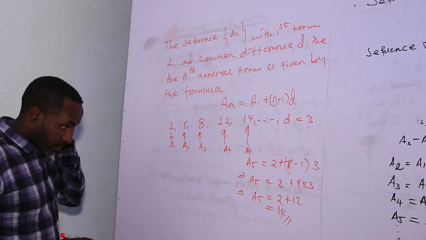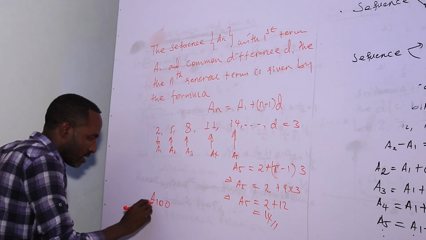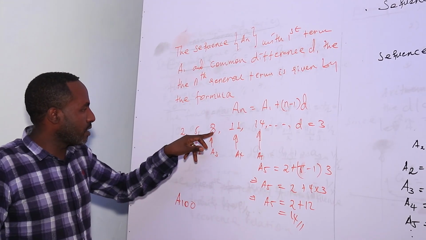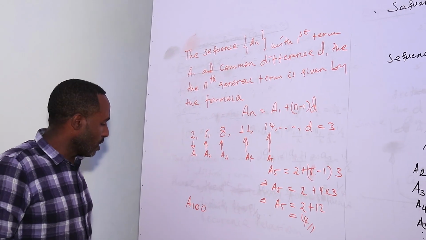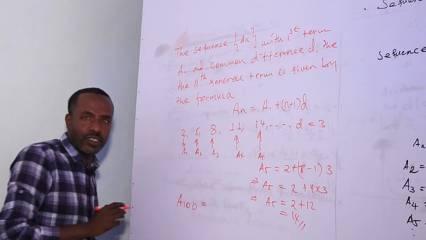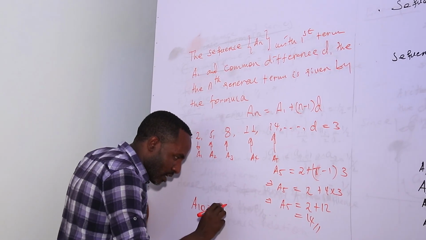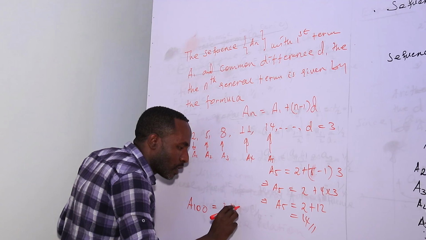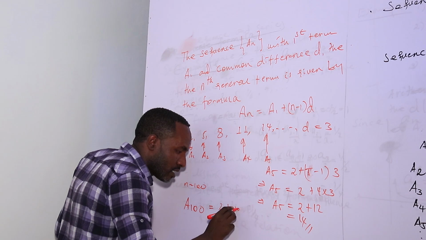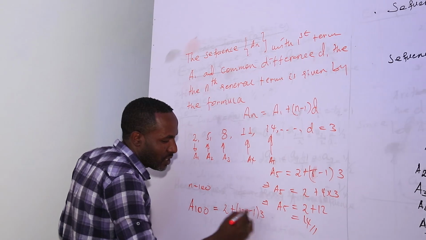From this, what will be the hundredth term of the sequence? Given a sequence like this, 2, 5, 8, 11, and 14, what will be the hundredth term of the given sequence? We can determine it by using the formula: a100 equals the first term a1, which is 2, plus n minus 1, where n is 100, so 100 minus 1, times the common difference, which is 3.